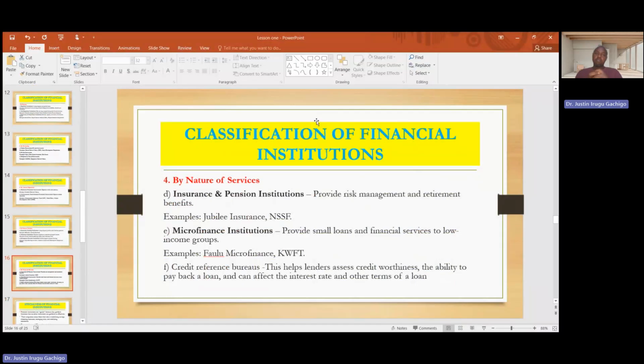For example, if you have borrowed from Bank A, Bank B, Bank C, Sacco A, Sacco B, Freezer A, Freezer B, and then you have defaulted, all this information is collected. So when you go to borrow from another financial institution, they'll tell you your credit score is not good because you are a serial defaulter. You have not paid X, Y, and Z.